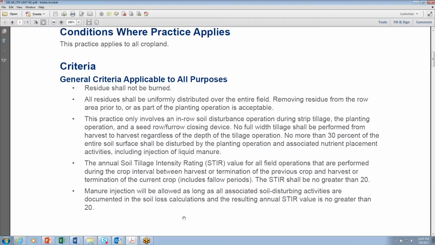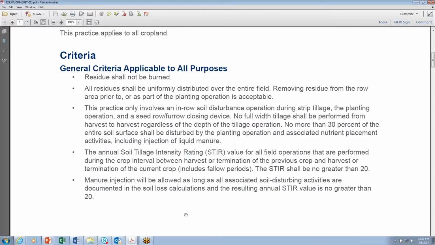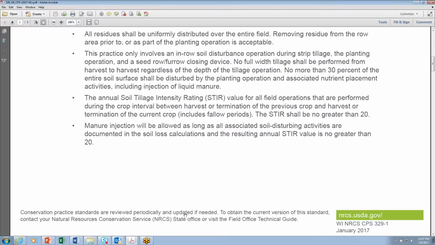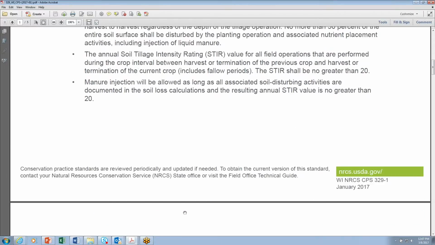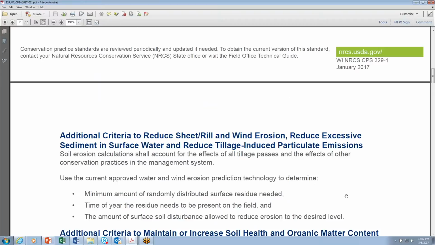So you can inject manure, and I think that's something a lot of people don't realize, as long as it's low disturbance injectors. So if you're able to maintain that true STIR value at no greater than 20, it still fits into the 329 no-till practice standard. So I'll be sharing a picture and talk to you briefly about that in a little bit too.